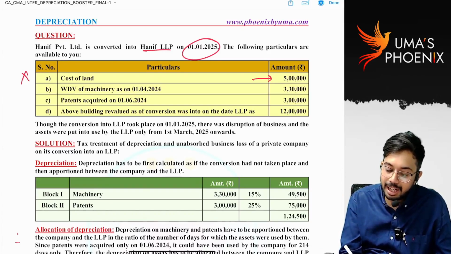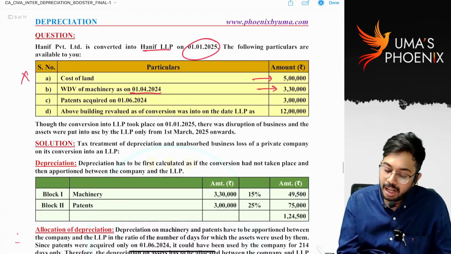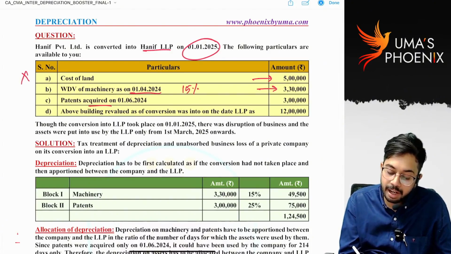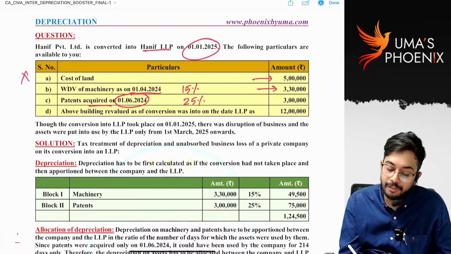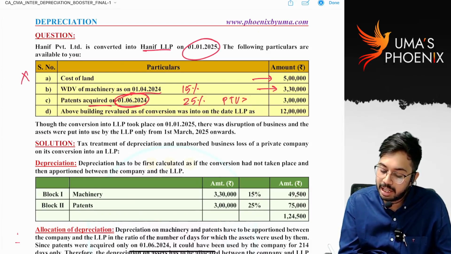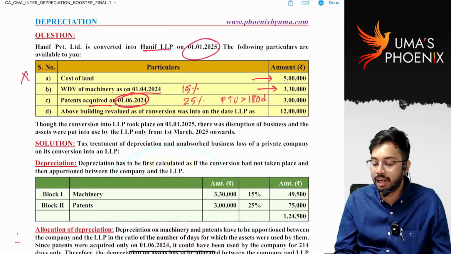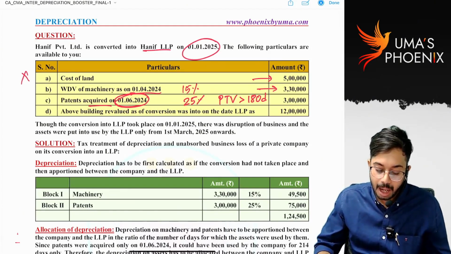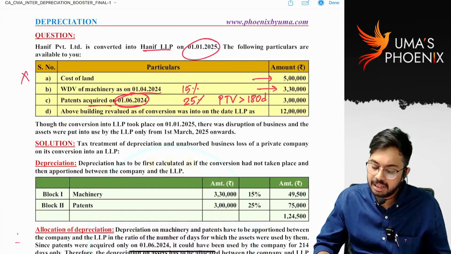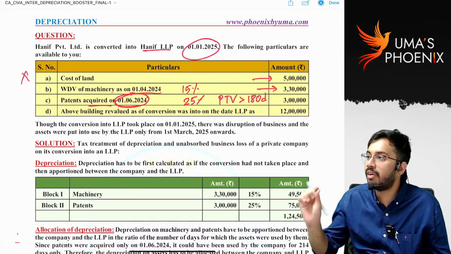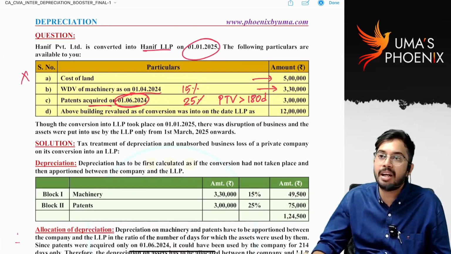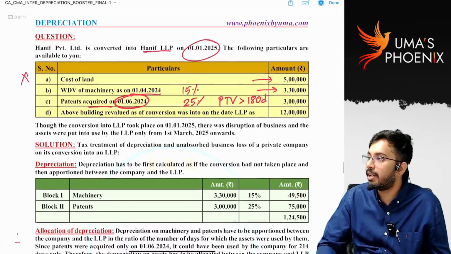Written down value of machinery as on 1st April 24: how much? 3,30,000. For machinery, rate of depreciation is 15%. Patents acquired on 1st June 2024. For patents, rate of depreciation 25%. 1st June 24 means put to use for more than 180 days, right? So we will calculate the full rate of depreciation. Building revalued as of conversion on the date of LLP. See, revaluation figures should not be considered for calculating depreciation. Whatever the actual cost is, actual cost will be added to the block. Revaluation figures will not be added to the block.